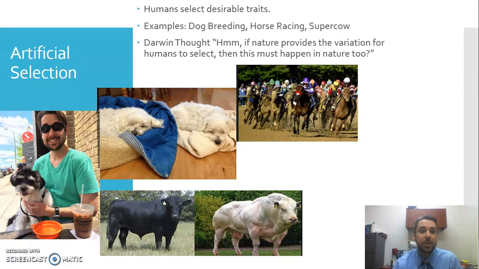Here are some examples. Artificial selection, let's start with that. Artificial means fake, right? We have artificial turf or grass you see on maybe soccer or football fields, but that's not real grass, obviously, right? So artificial selection is what Darwin was using when he was thinking about, well, how do these organisms come to be? And artificial selection is where humans are selecting desirable traits.